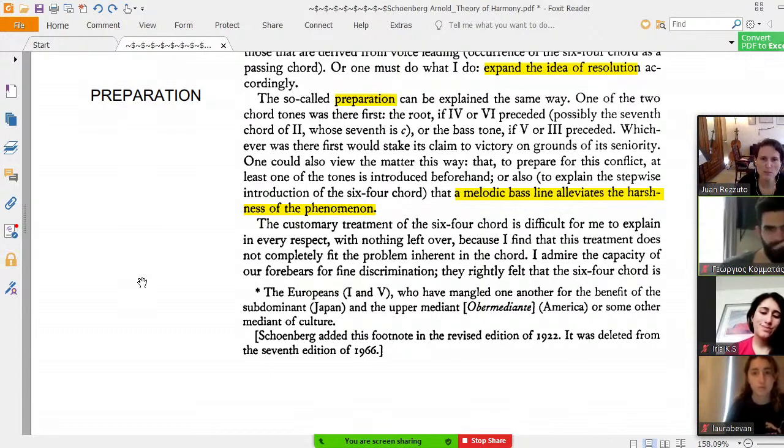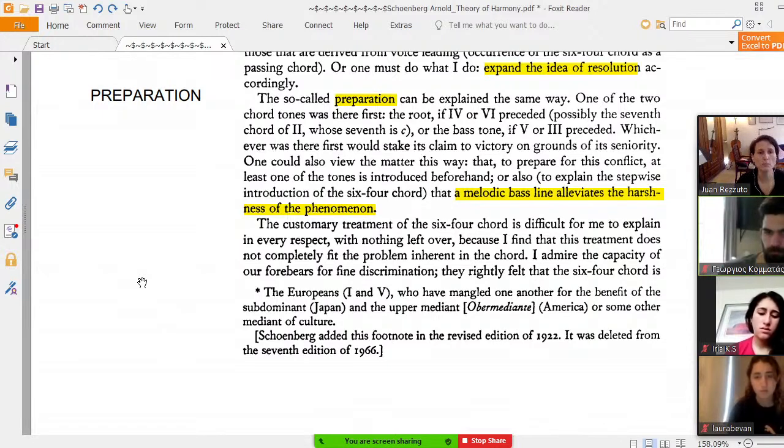One could also view the matter this way, that to prepare for this conflict, at least one of the tones is introduced beforehand, or also to explain the stepwise introduction of the 6-4 chord. This is very common in harmony treatises, that's why he's not explaining too much. But we're going to get to that point.